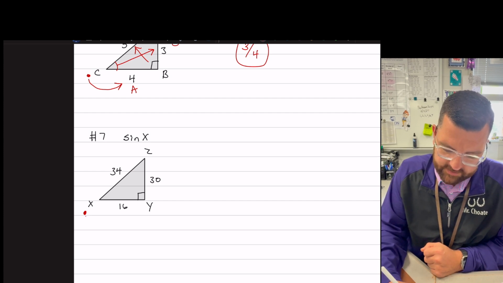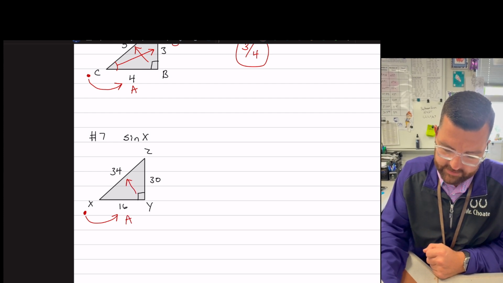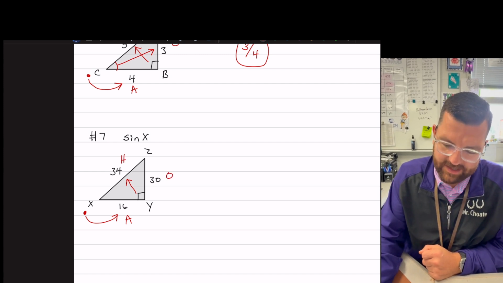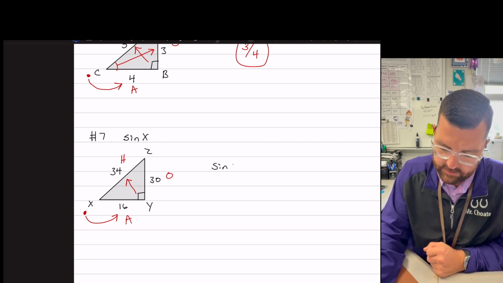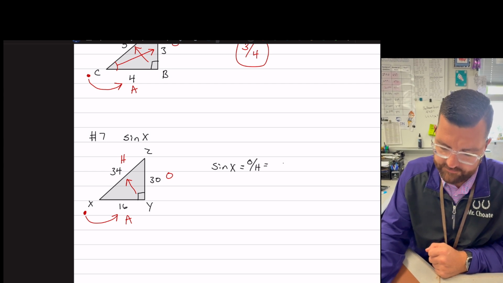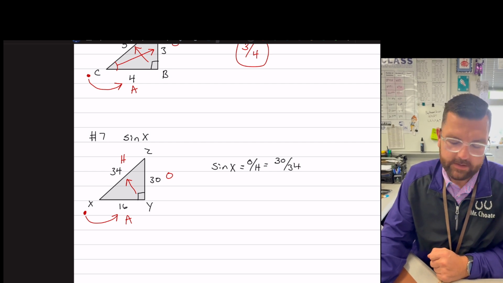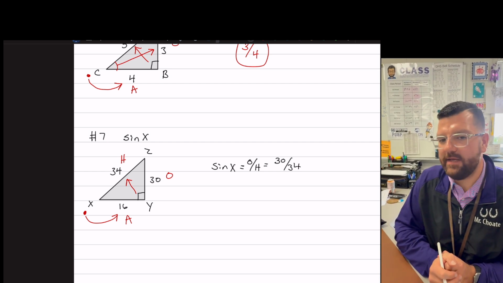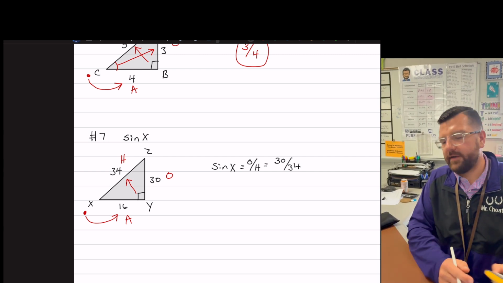Okay, so if I build this, 16 is my adjacent, 34 is my hypotenuse, 30 is my opposite. The ratio for sine is what? So the sine of x is the opposite over the hypotenuse, which is going to be 30/34. I need to ask myself, can it be simplified? Yes. I can take my calculator.